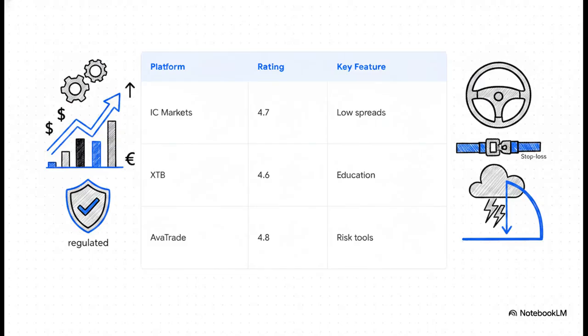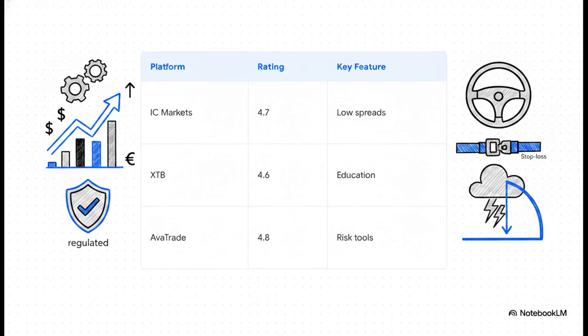So how do we actually mitigate those massive disadvantages? Well, smart traders use highly regulated, specialized platforms to manage their exposure. For example, there's IC Markets, which is highly rated for ultra-low spreads and really fast execution. There's XTB, known for its advanced platform and just phenomenal educational resources. And AvaTrade, which is celebrated for its built-in risk management tools.